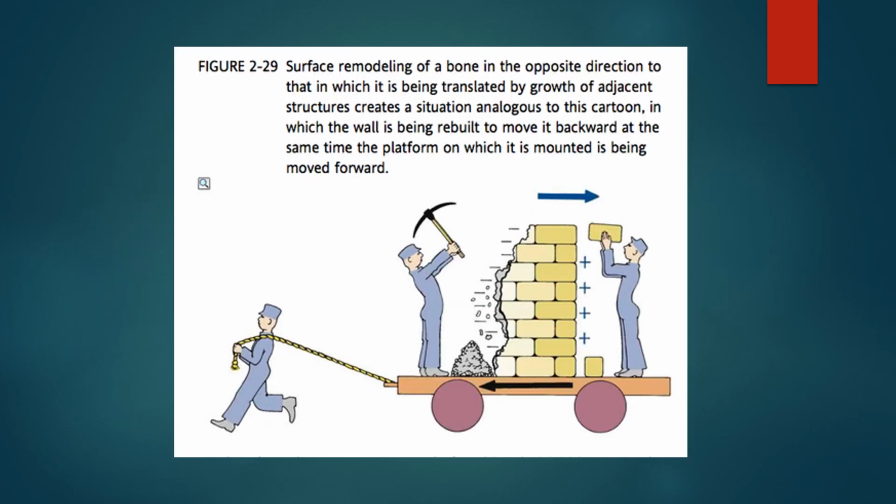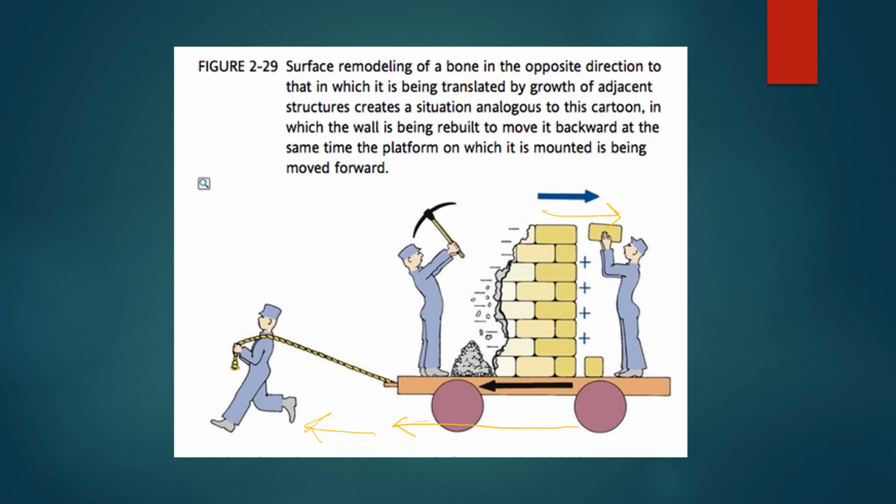These are the main mechanisms of bone growth. Here is a schematic representation of bone growth. Surface remodeling of a bone in the opposite direction to that in which it is being translated by growth of adjacent structures creates a situation analogous to this cartoon, in which the wall is being rebuilt to move it backward. At the same time, the platform on which it is mounted is being moved forward. In this picture, the platform is moving towards the left side. The wall is reconstructed towards the right side. But the total effect is that it is moving towards the left.